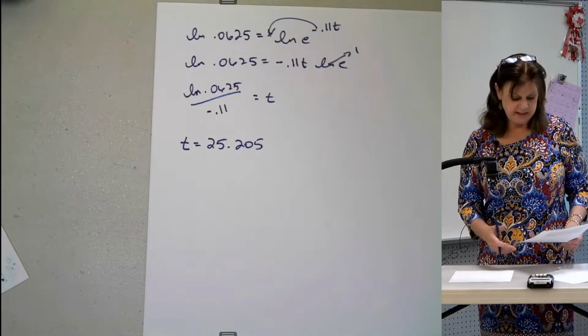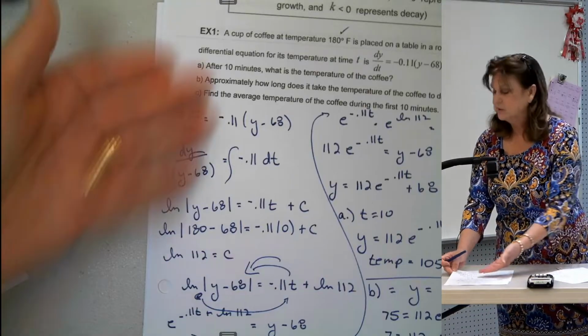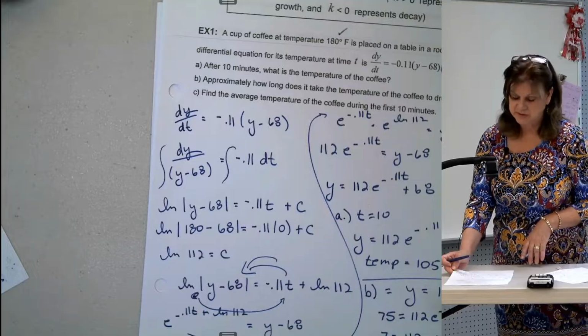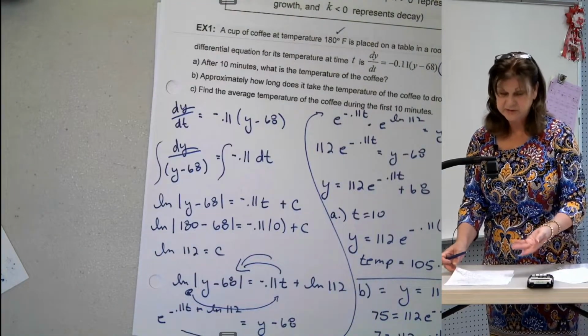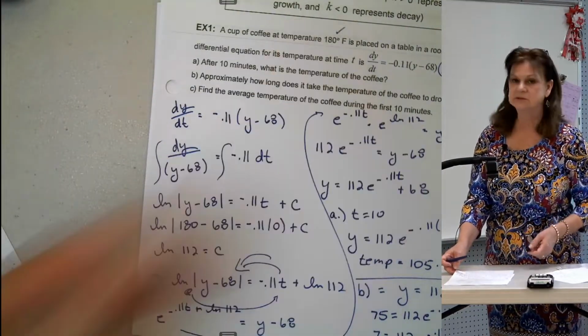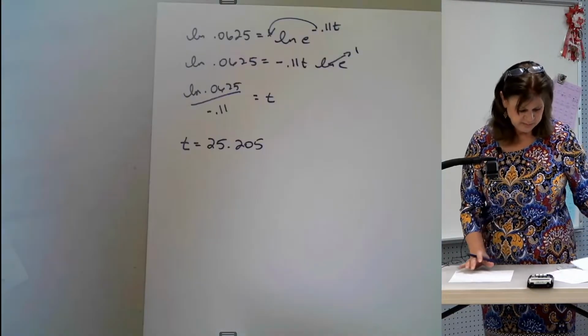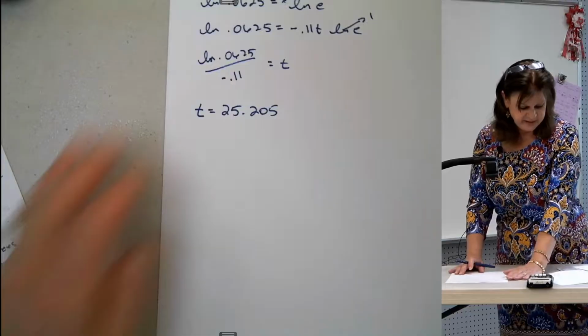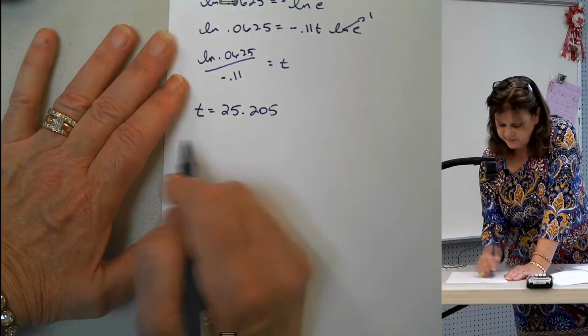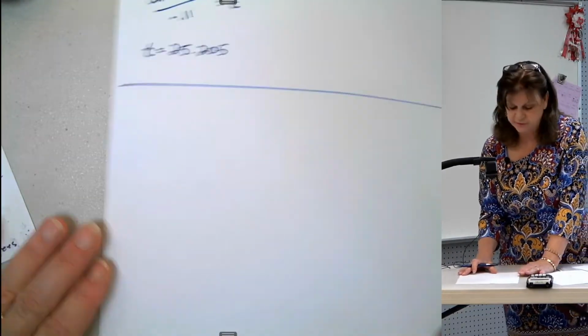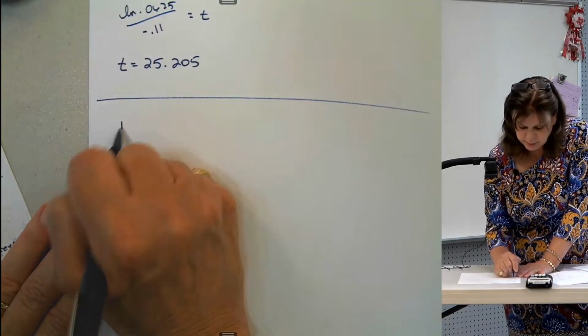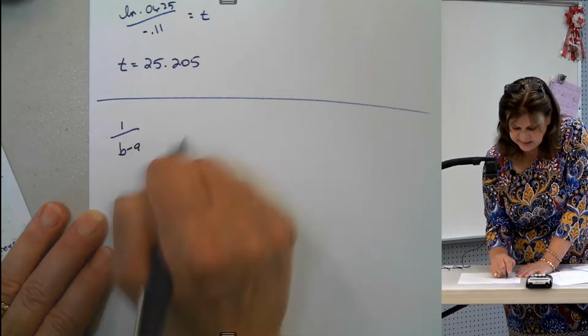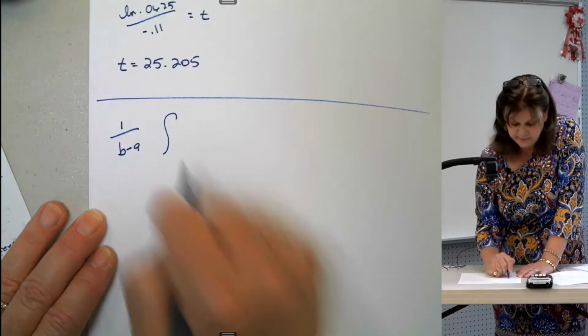So see, again, once you get through all of this, answering the questions really isn't that bad. And that's why so many points come from all of this, because it's so important. Now on part C, find the average temperature. Remember, average value is your integration, and it's 1 over b minus a times the integral from a to b.